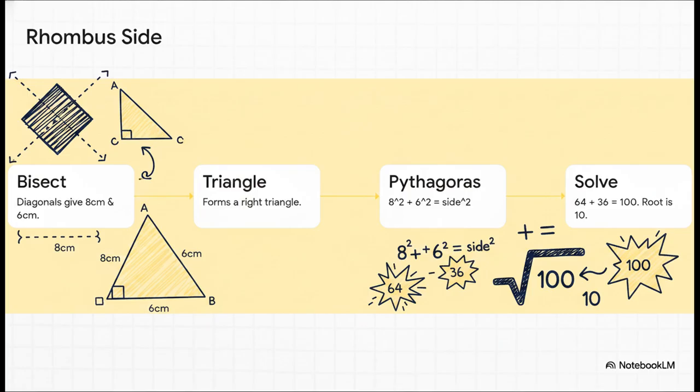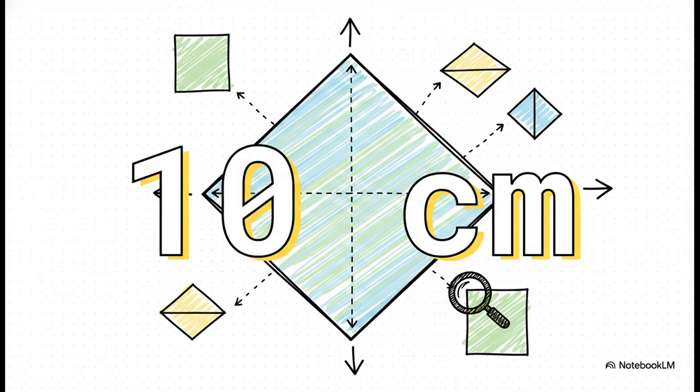8 squared is 64, 6 squared is 36, 64 plus 36 equals 100. And finally, what number multiplied by itself is 100? The square root is 10. Now, what's really interesting about this result is the final reveal of our 10-centimeter side. Because this shape is a rhombus, solving for just one side means we've instantly found all four. All the outer boundaries are exactly 10 centimeters, perfectly derived from the inner diagonals meeting at 90 degrees.